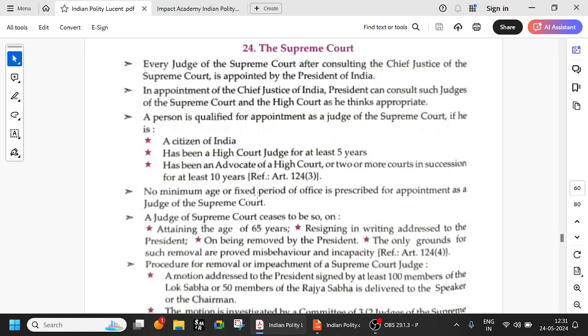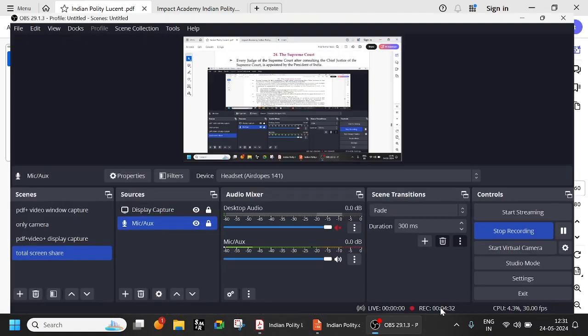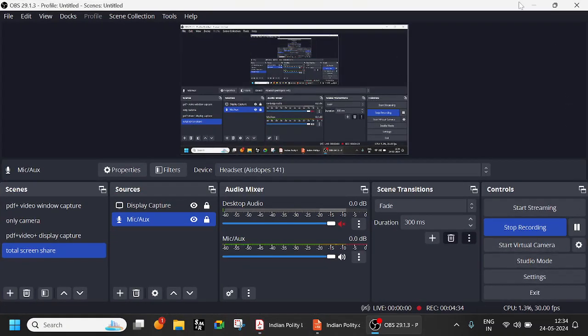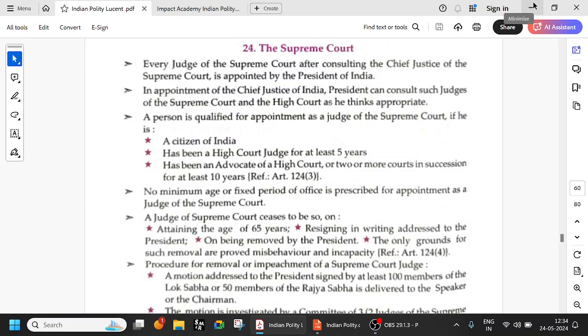There is no minimum age or fixed period of office prescribed for appointment as a judge of the Supreme Court. A judge of the Supreme Court ceases to be so on attaining the age of 65 years. So try to remember all these things: age 65 years, and resigning in writing addressed to the President.